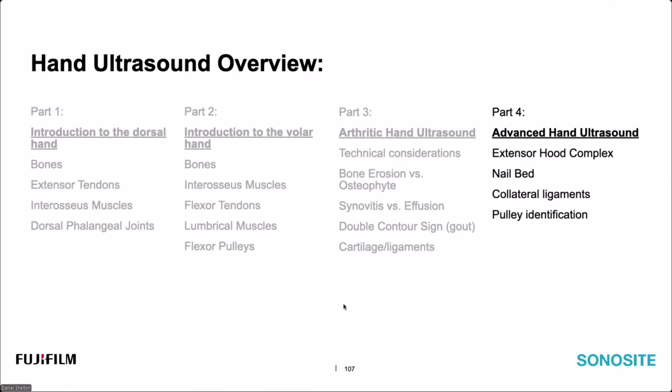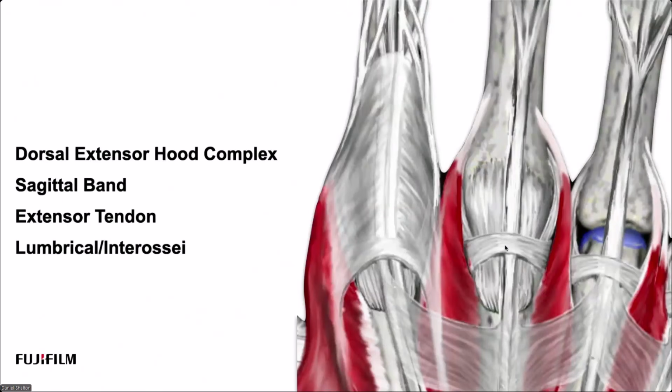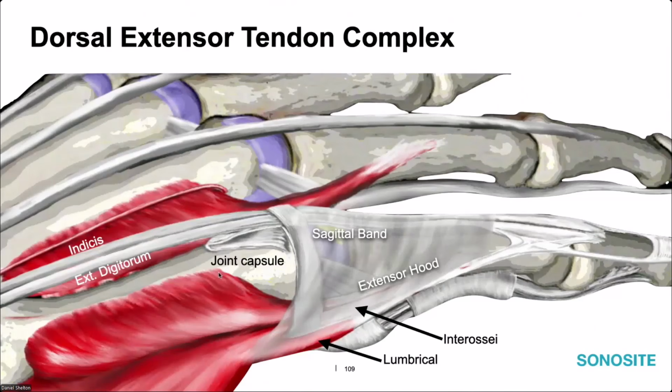Okay, we'll get started. Now we're going to cover the extensor hood, nail bed, collateral ligaments, and the pulleys. Starting with the extensor hood complex, we'll get into the sagittal band, the extensor tendon, and the lumbrical and interossei relationship to the lateral bands. Looking at the side of the second digit, we can see the extensor tendon going right over the MCP joint. So we have the MCP, PIP, and further down the line is the DIP.